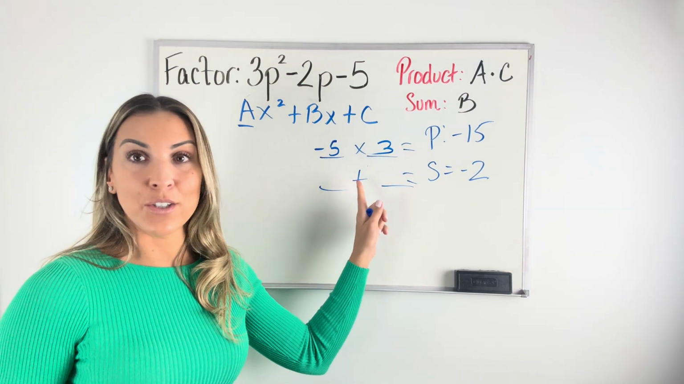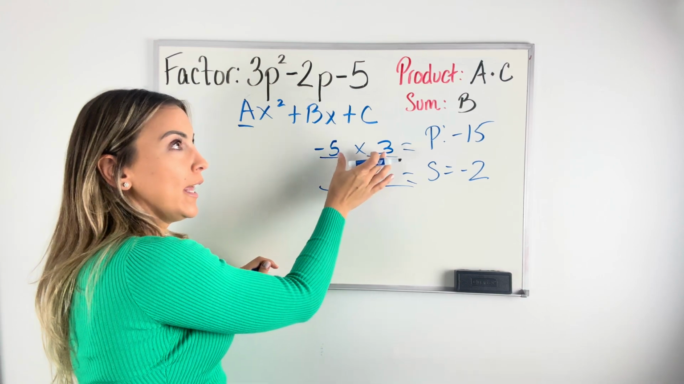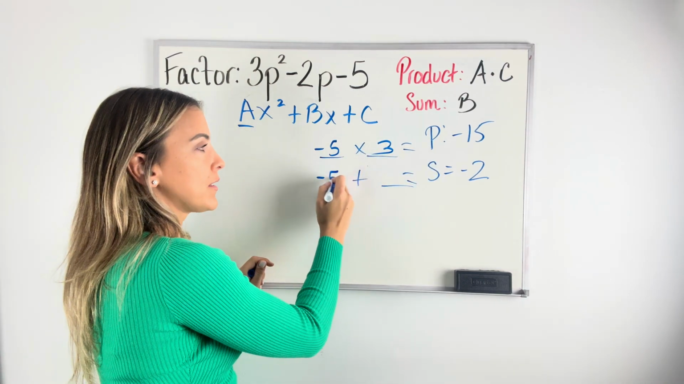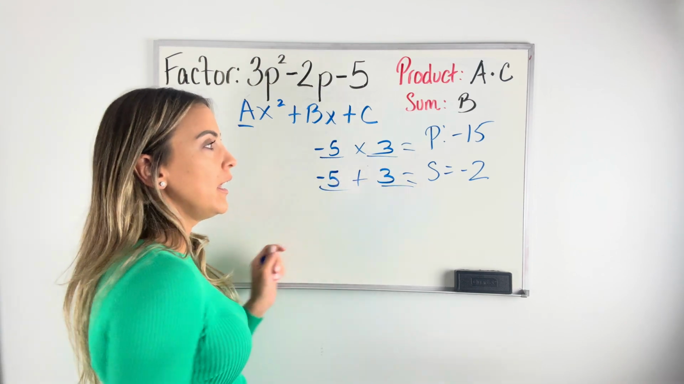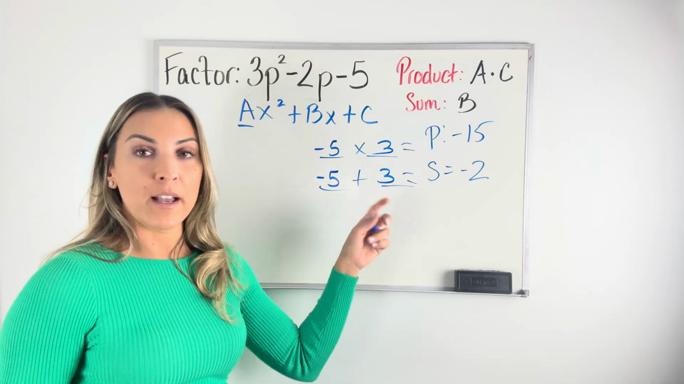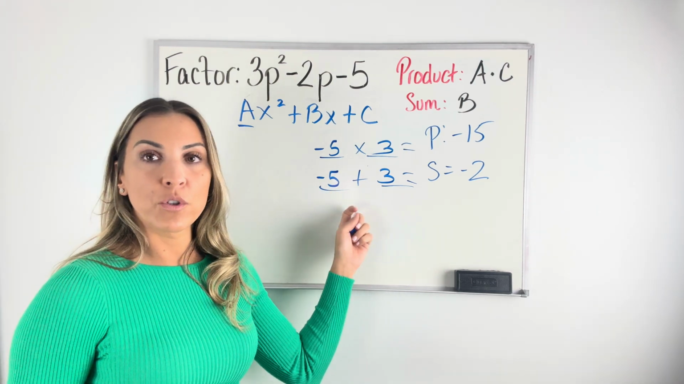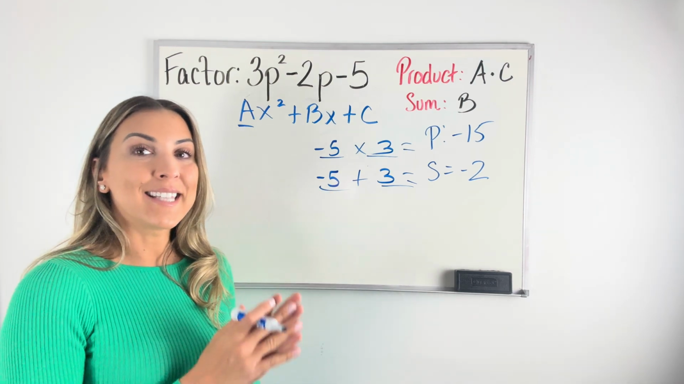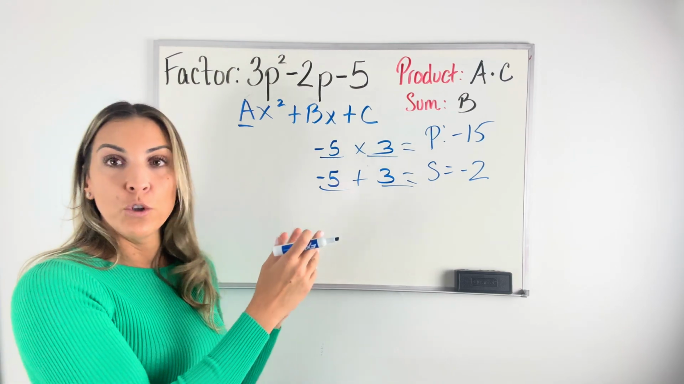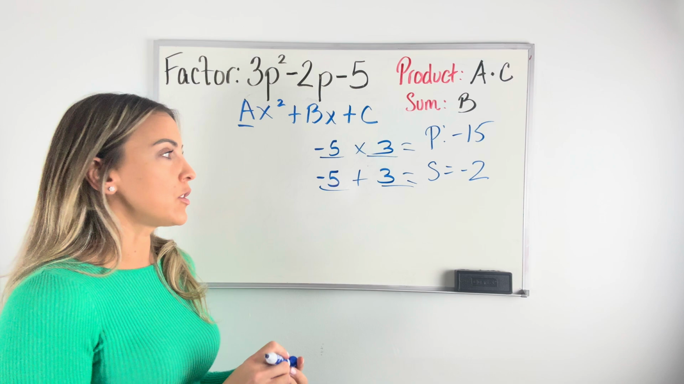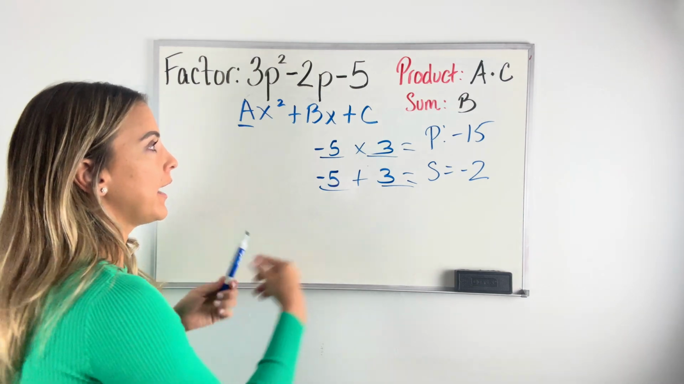You can't switch the signs around, because even though either way you put the sign, we'll still get -15 as a product, it wouldn't work for the sum. -5 plus 3 is -2. If I switch those signs, I would get +2. Now, once we've determined what those two numbers are, instead of just setting up our two binomials like we do when a is 1, there's an added step. So I found my numbers to be -5 and 3.